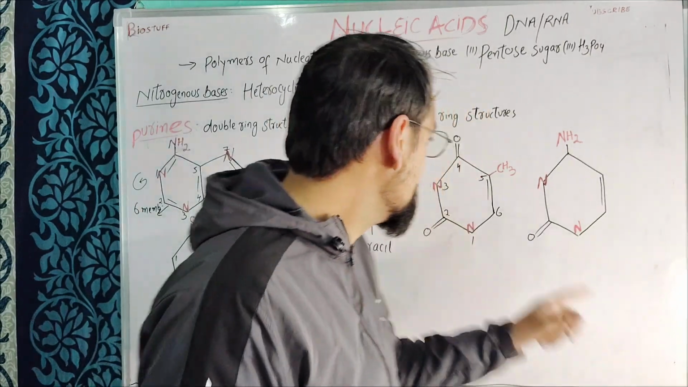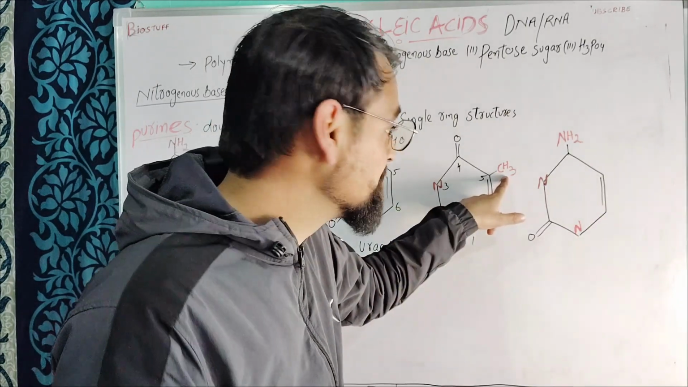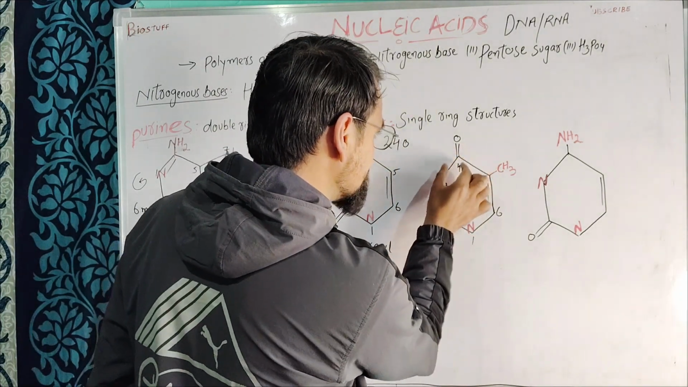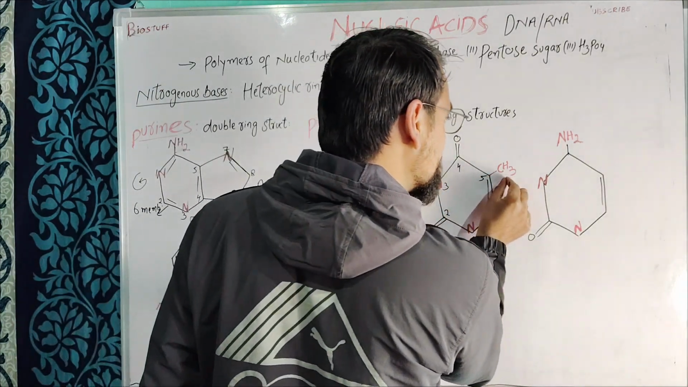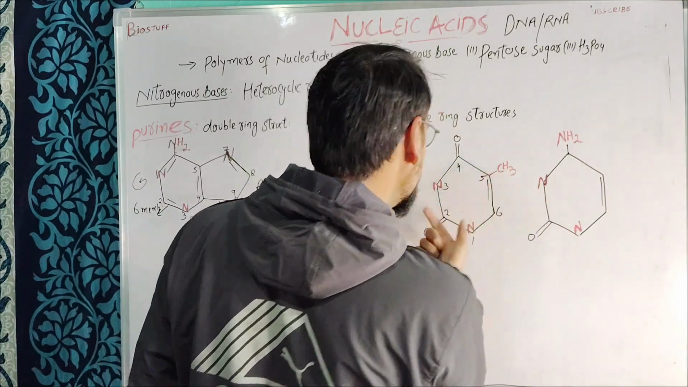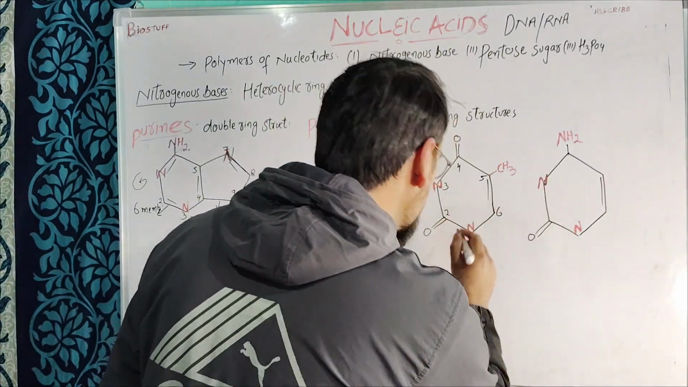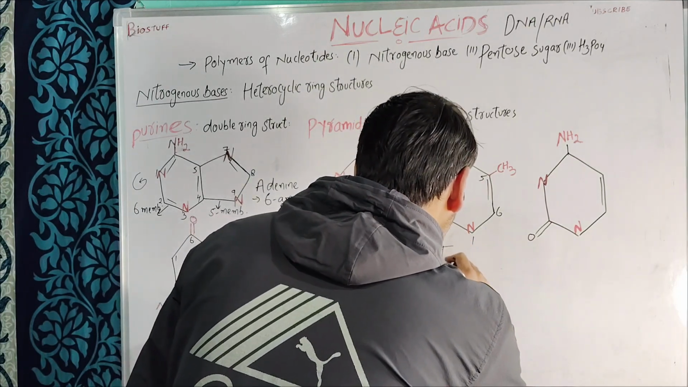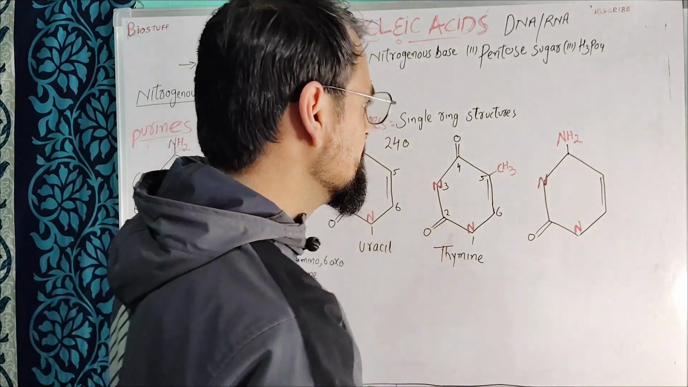But there's a difference. At position number 5, there is a methyl group attached. So what can I make the nomenclature? Until position 4 and 2 it seems like uracil, but at the 5th position I am modifying it by attaching the methyl group. So this structure becomes thiomethyl uracil, and thiomethyl uracil is called thymine.